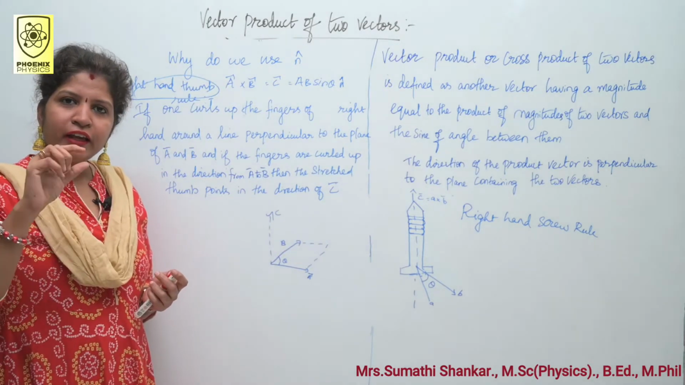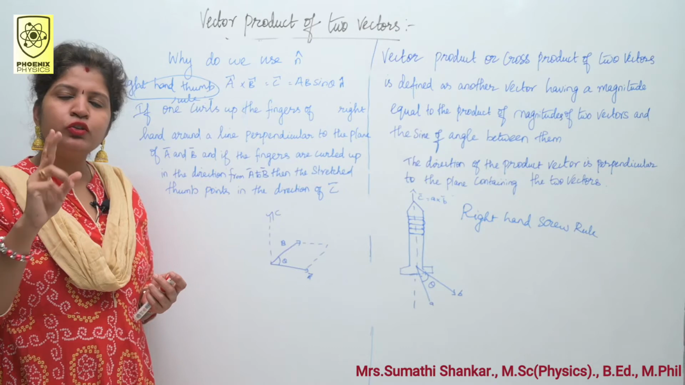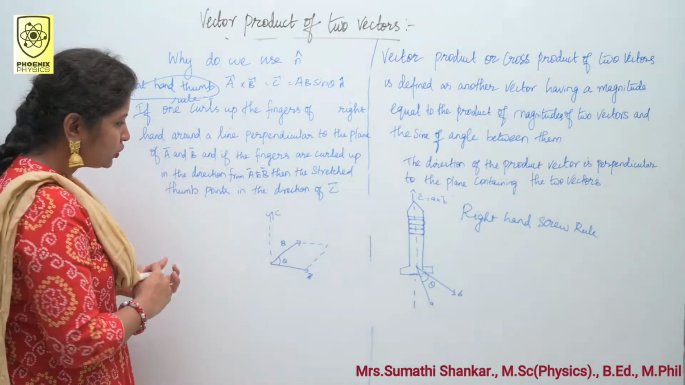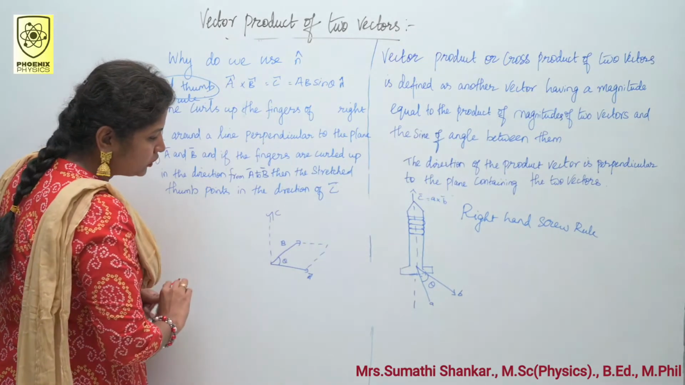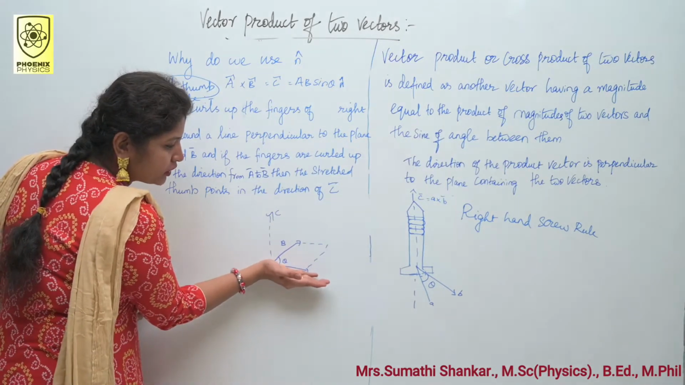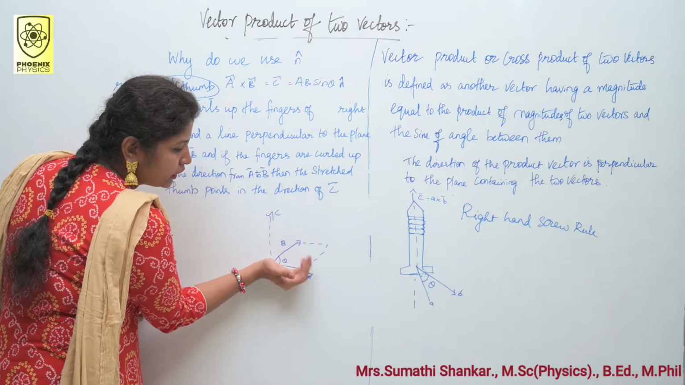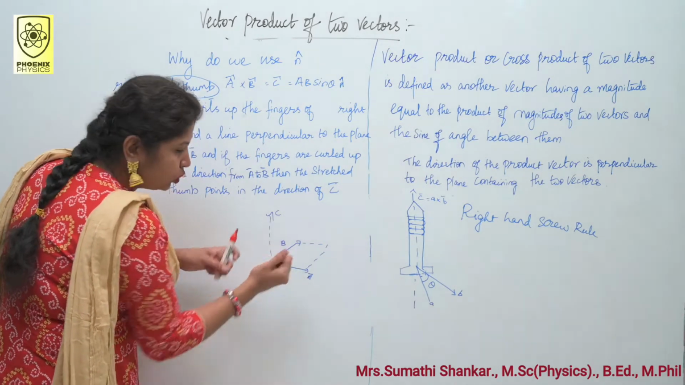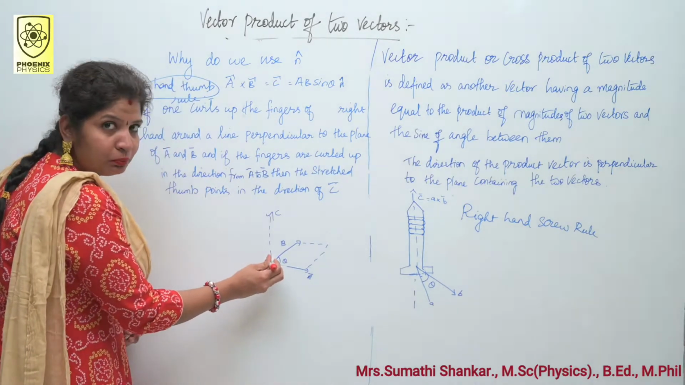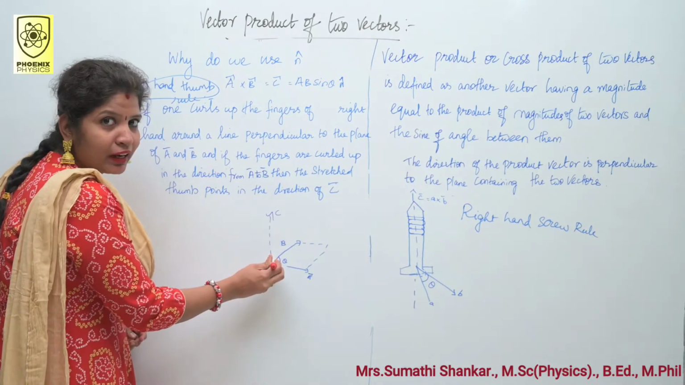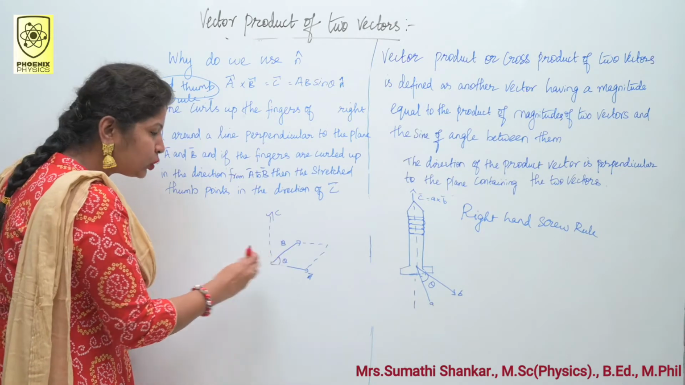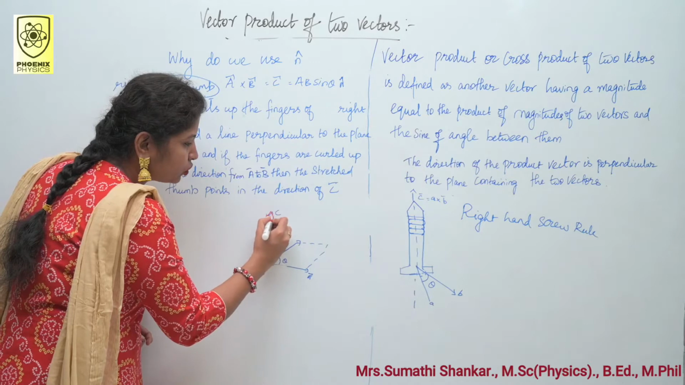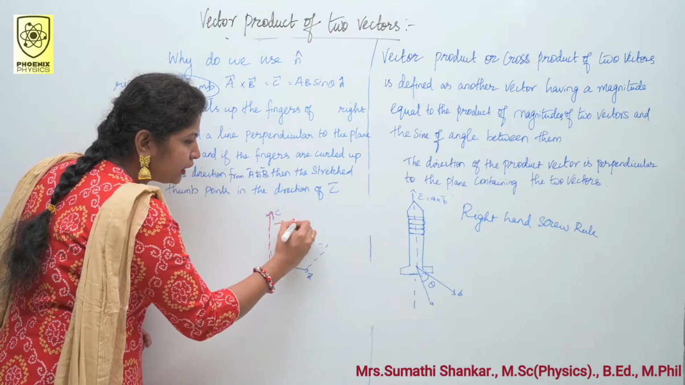Earlier I said n vector, that is unit vector, has two possibilities. One is outward direction, another one is inward direction. Suppose A to B means place the fingers and curl the fingers from A to B. Now the thumb direction is outward like this. This is my thumb direction. I cannot draw this line, that is why I have drawn it in the upward direction. So this C indicates A cross B.